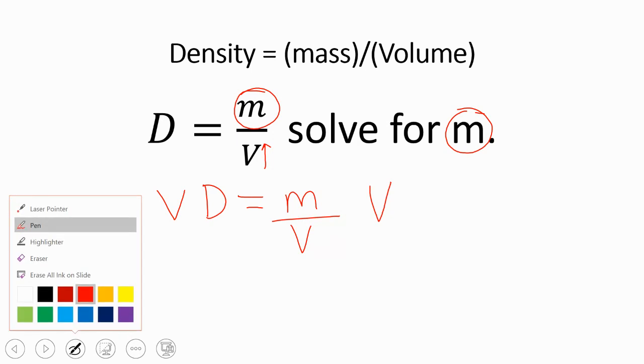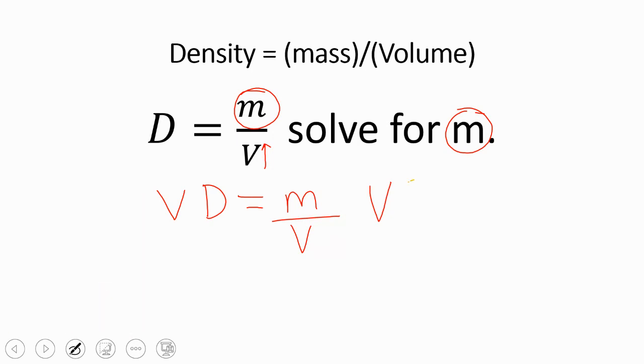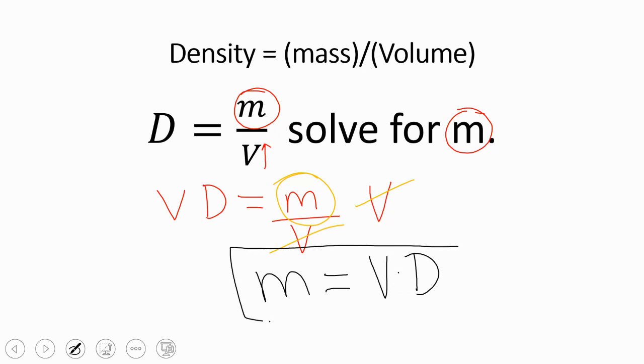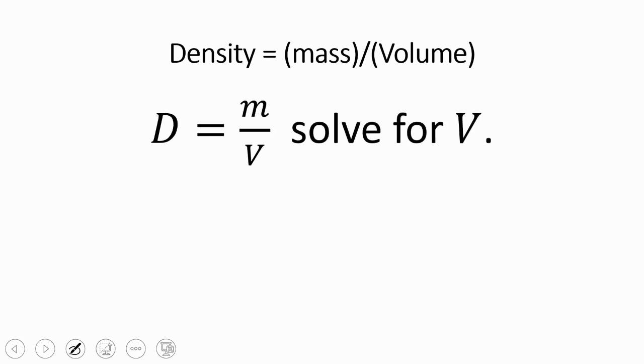When you do that, what happens is these v's cancel, and I'm left with m by itself. So my final answer is m equals density times volume, so my volume times my density will give me my mass. And simply that's all it is. You inspect the problem and you see that the volume is being divided into the mass, so you do the opposite, which is multiply. Let's go to the next one.